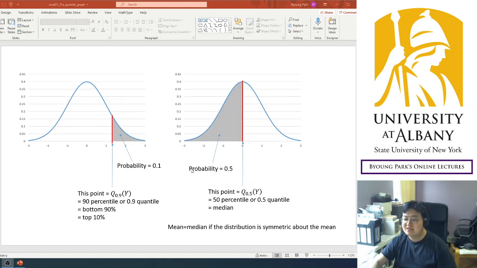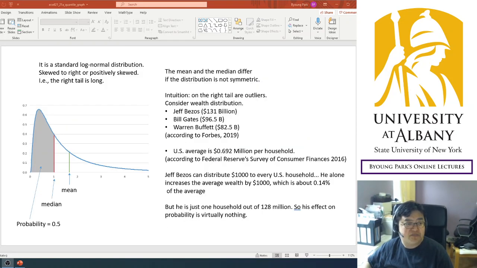The most famous quantile is the median, which splits the distribution into 50% and 50%. In this example of the normal distribution, it is always the mean, because the distribution is symmetric. Because the distribution is symmetric about the mean, the median equals the mean. The normal distribution is an example. Anyhow, this is the graphical definition of quantile.